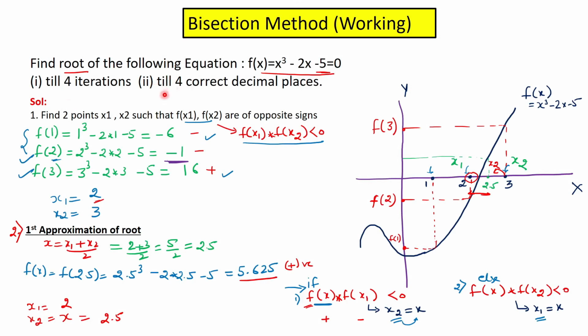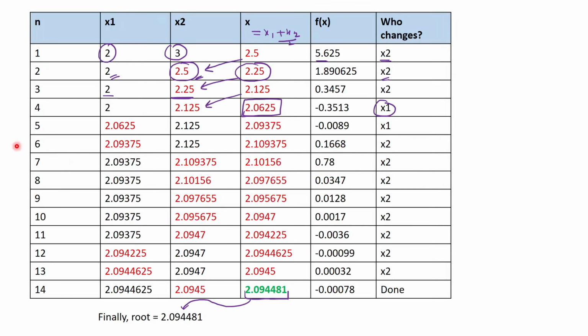Here we are asked to find the root of this equation till 4 correct decimal places. What does it mean? Let's say if the question had asked you to repeat this process till 2 correct decimal places, then what is meant by that? For example, you are on the 6th iteration and you are getting this value of x. In the 7th iteration, you are getting this one.